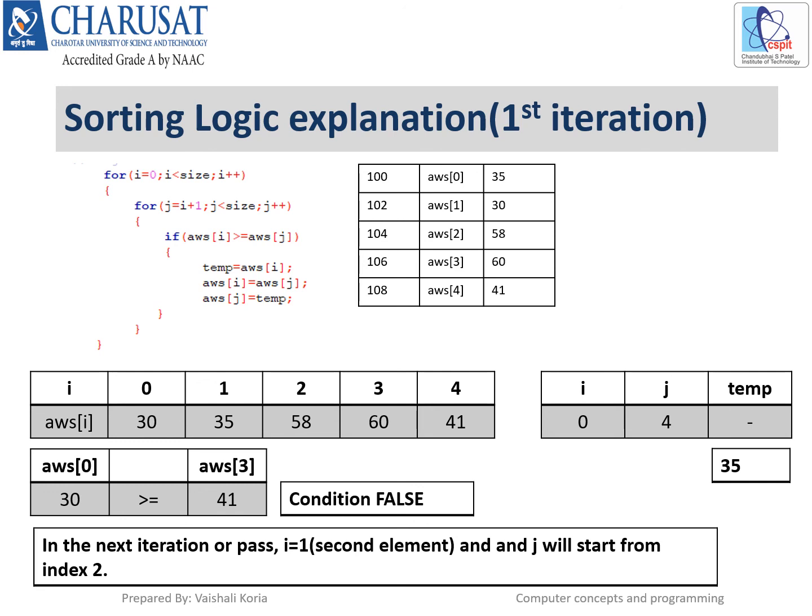In the next iteration, i will be 1 and j will start from 2, right? So you can perform the remaining passes and see how this logic works. So this is how certain operations can be performed on the array. Okay, thank you.